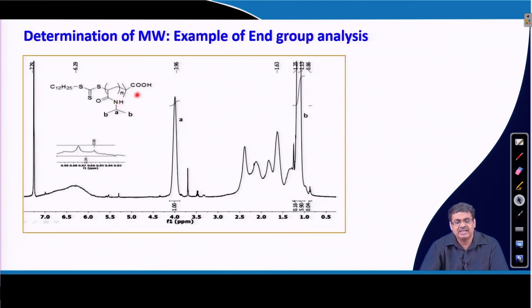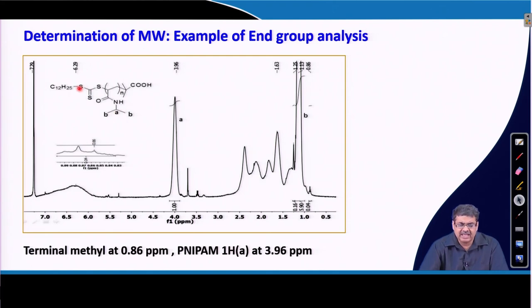I will give you an example of end group analysis by NMR techniques. If you are not aware of the NMR technique, it's fine. You should know that NMR can be used to identify organic compounds or polymeric compounds, and in this case proton NMR. For each proton present in a different chemical environment, NMR will produce a different signal, and the intensity of that signal will be proportional to the number of such protons present in the molecule.